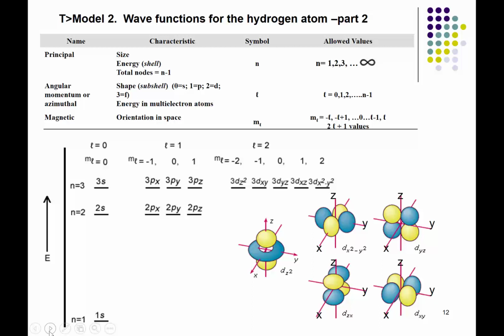However, they're in the plane of the ZY axes. So this is why this one's called DYZ. In a similar way, if you look at the DXY, you can see the boundary surface diagrams also sit in the plane of the XY, but they're in between the actual axes. The same is true for the ZX.